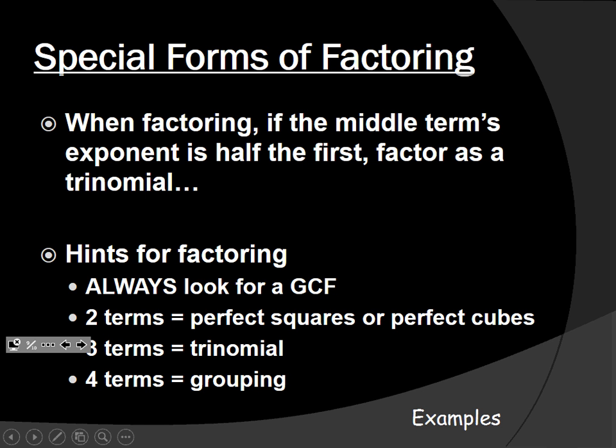But then here, I just gave you some hints for factoring, which are nothing earth-shattering. We always look for the GCF first. If there's two terms, then it might be the difference of perfect squares or the sum or difference of perfect cubes. If there's three terms, we'll factor it as a trinomial, particularly if the middle term's exponent is half the first term's exponent. And if there's four terms or more, really, we'll use grouping.